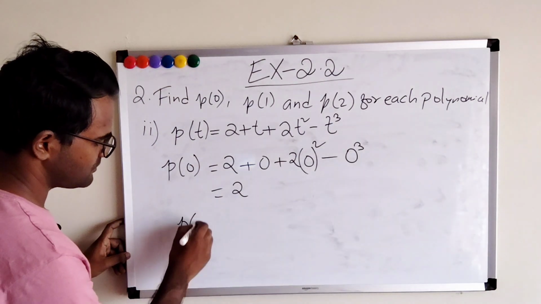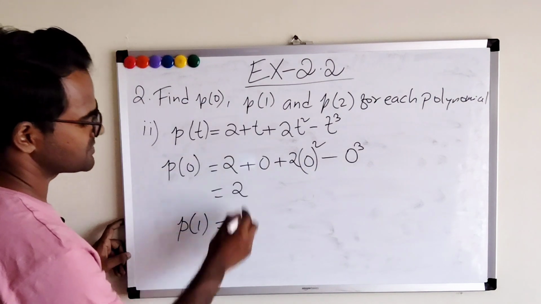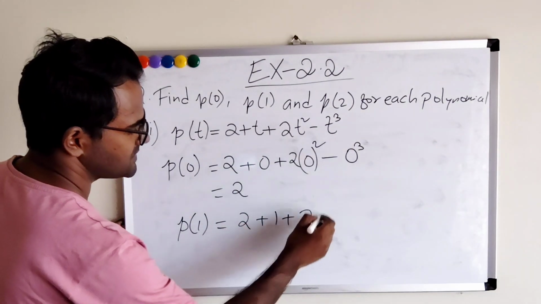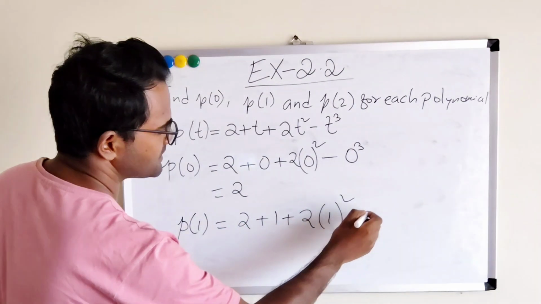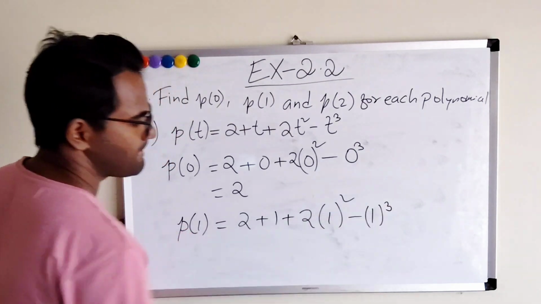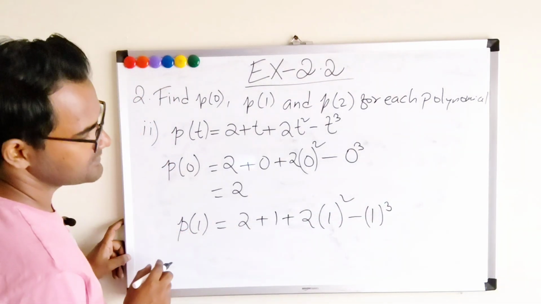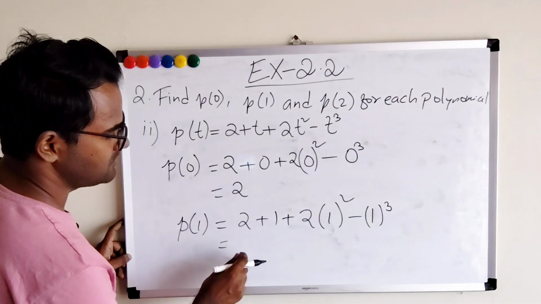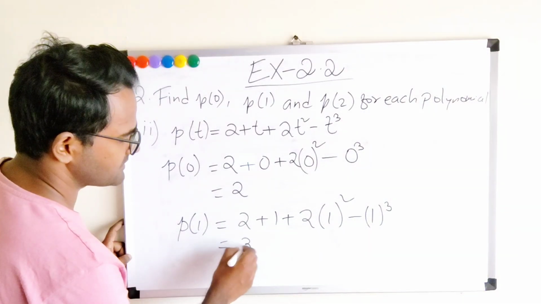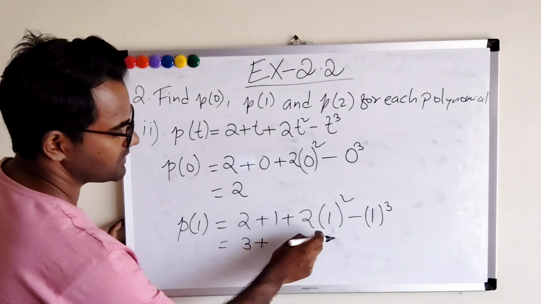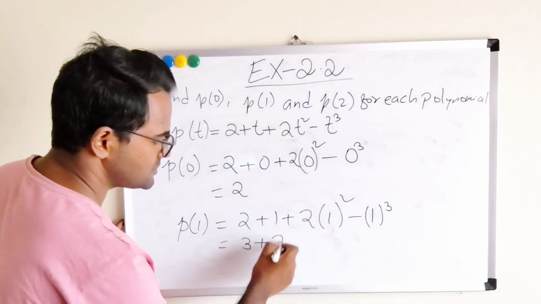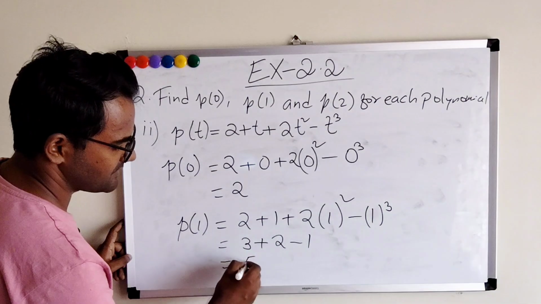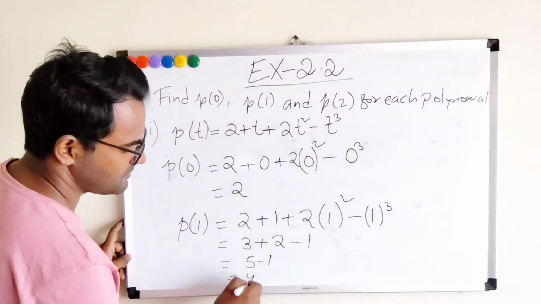Now p of 1, let us see what we get. So in place of t you write 2 plus 1, plus 2, in place of t again you write 1 square minus 1 cube. You do it like this now. You plus this 2, how much you get? 3 plus this 1 square is 1, so 2 into 1 is 2 minus 1. So now you got here 5 minus 1, which means it is 4, right?